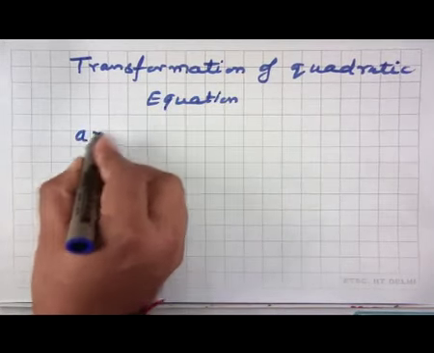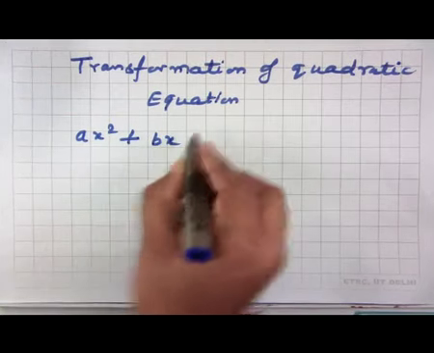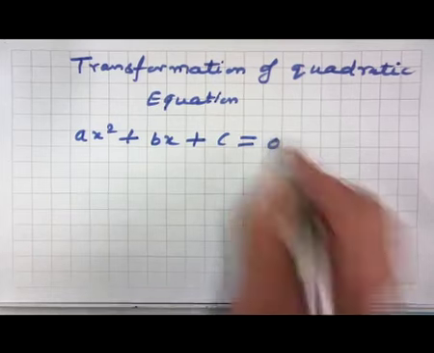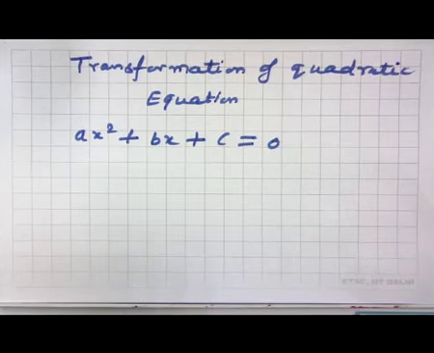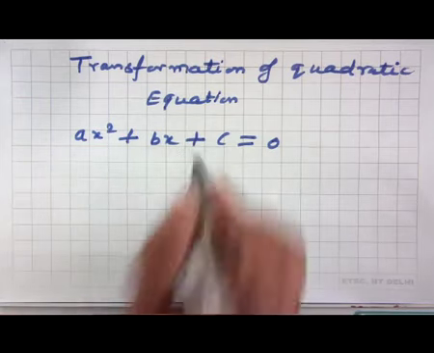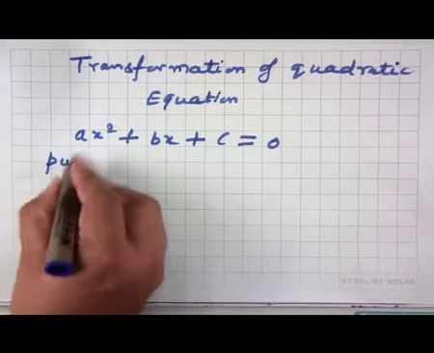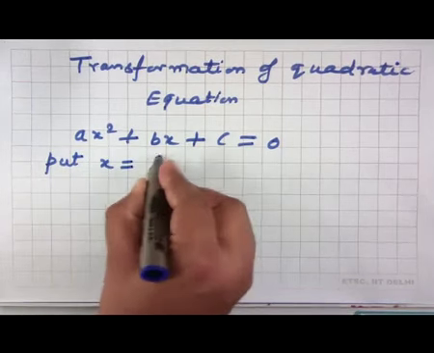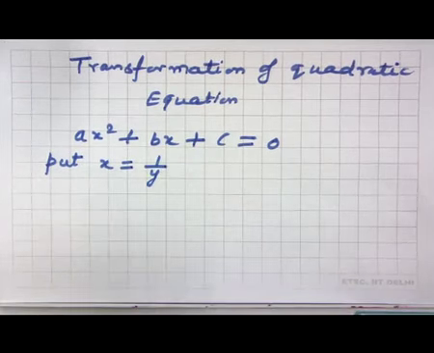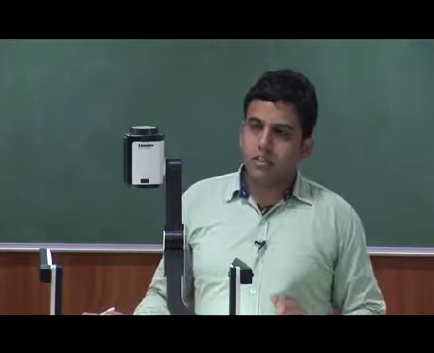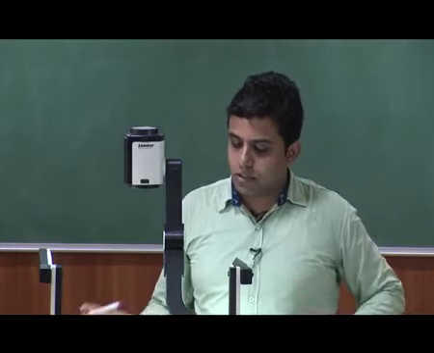Suppose ax square plus bx plus c equals 0 is a quadratic equation. Now, we want to get a quadratic equation whose roots are reciprocal of the roots of this given equation. Because the roots are reciprocal, we can put x equal 1 upon y. If we put x equal 1 upon y, then we will get the quadratic equation whose roots are reciprocal to the given equation.